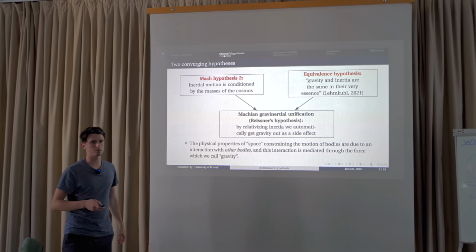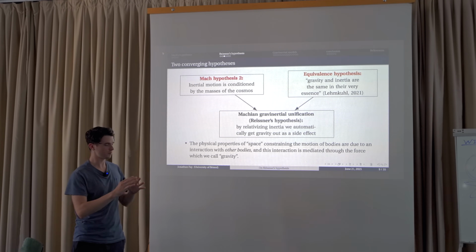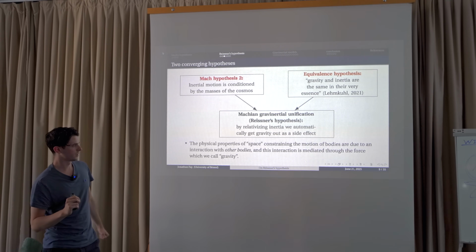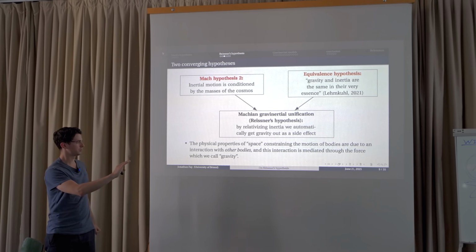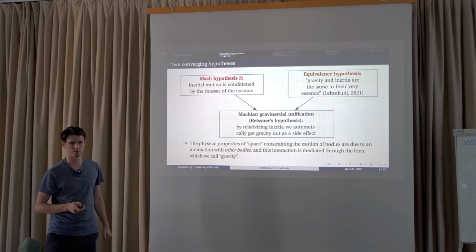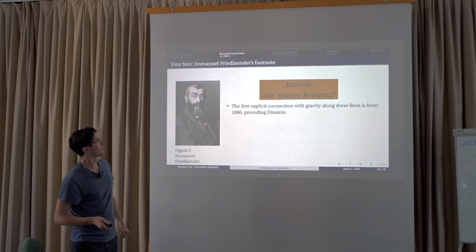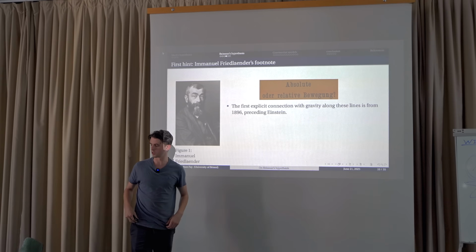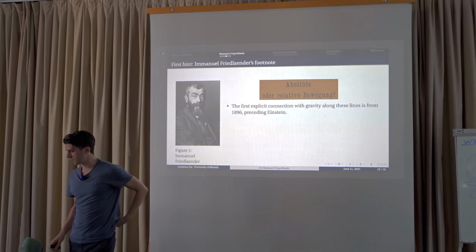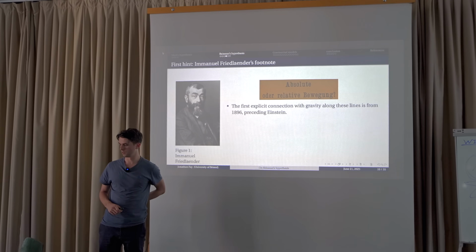Another way of thinking of this is that the properties of space which constrain motion in some local frame are due to an interaction with the other bodies, and this interaction is mediated through the force we call gravity. All right. So I think the first person to be thinking along these lines was, in fact, Emanuel Friedlander, and this precedes the formulation of Einstein's equivalence principle.